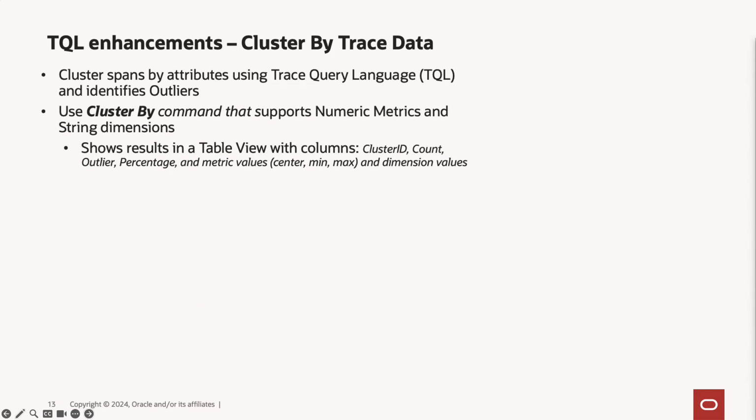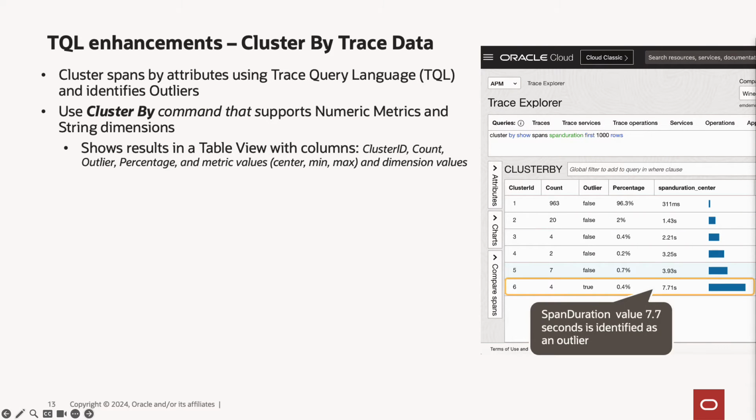Another TQL enhancement we have is clustering. Now in the APM Trace Explorer, you can use the trace query language to create clusters from the traces and the spans, identify the outliers, and show the results in a grid view or a bubble chart widget in the APM dashboard. To use this functionality, utilize the cluster by command, which supports numeric metrics and string dimensions.